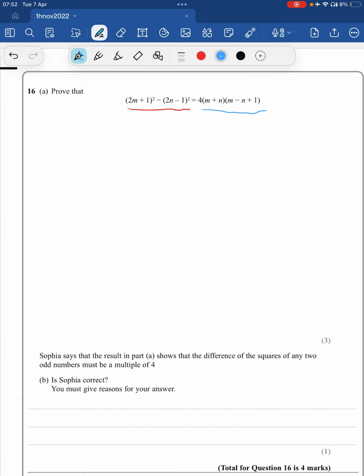Well, the first thing I'm going to do is expand out all of these brackets. I'm starting off with 2m plus 1 squared, and then going to subtract 2n minus 1 all squared. So first I'm thinking, well, this is the same as having 2m plus 1 as another bracket there. I would always recommend, when it comes to writing squares of brackets, just rewrite it as a second bracket.